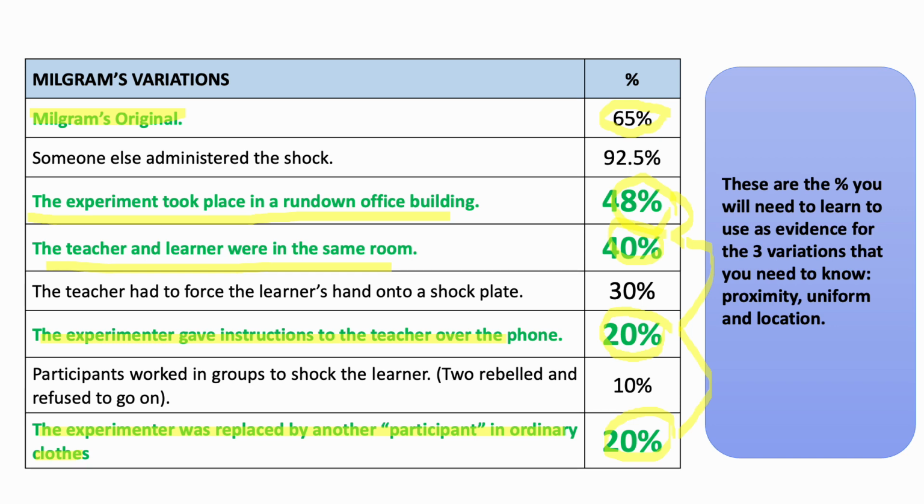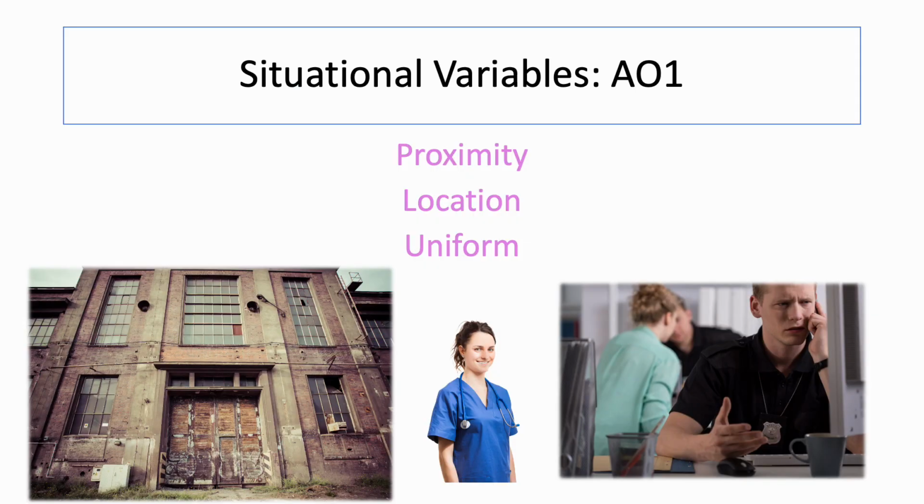So this is an opportunity to pause the video and make a note of those percentages to try and learn. So now you are aware of the percentages and Milgram's variations, we need to examine these factors in more detail. So proximity, location and uniform. So we're going to look at some other research and also move on to evaluate.